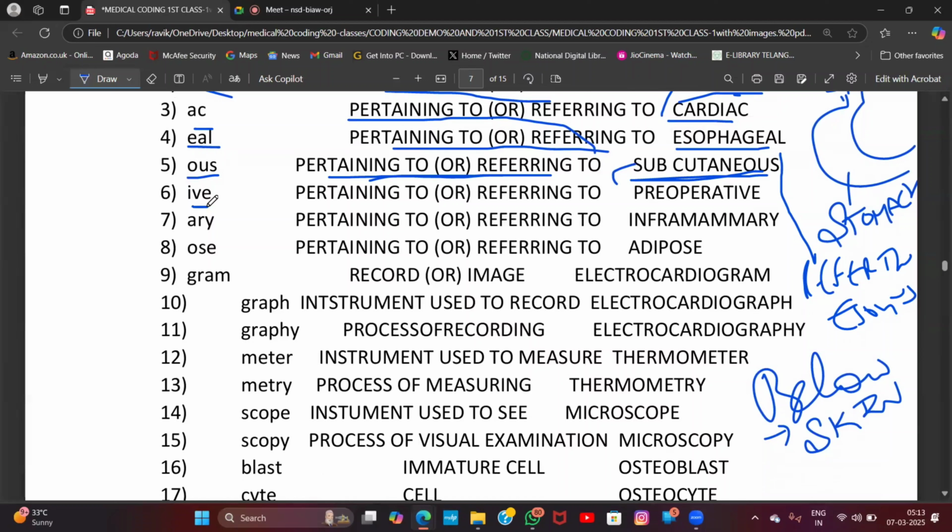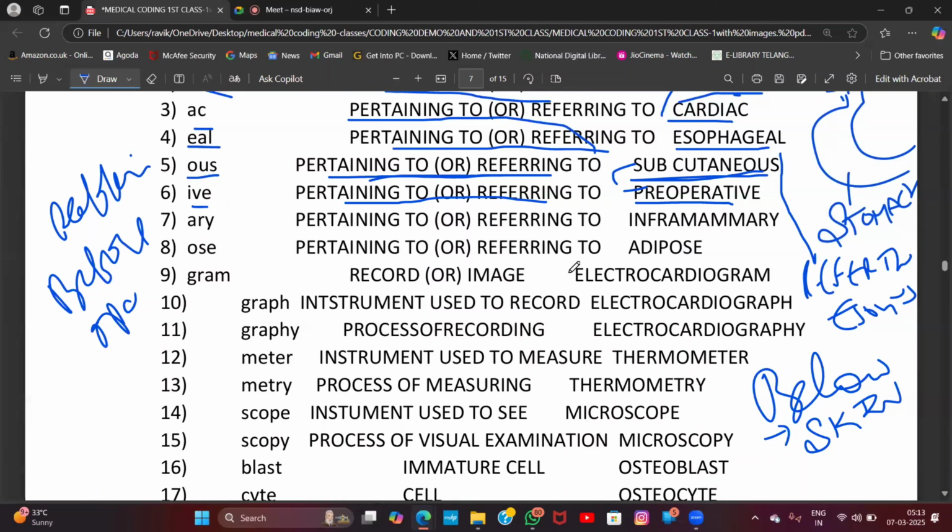The next suffix, -ive. -Ive is also the same, pertaining to or referring to. Pre-operative. What is meant by pre-operative? Pre means before. Referring to before the operation is called pre-operative.